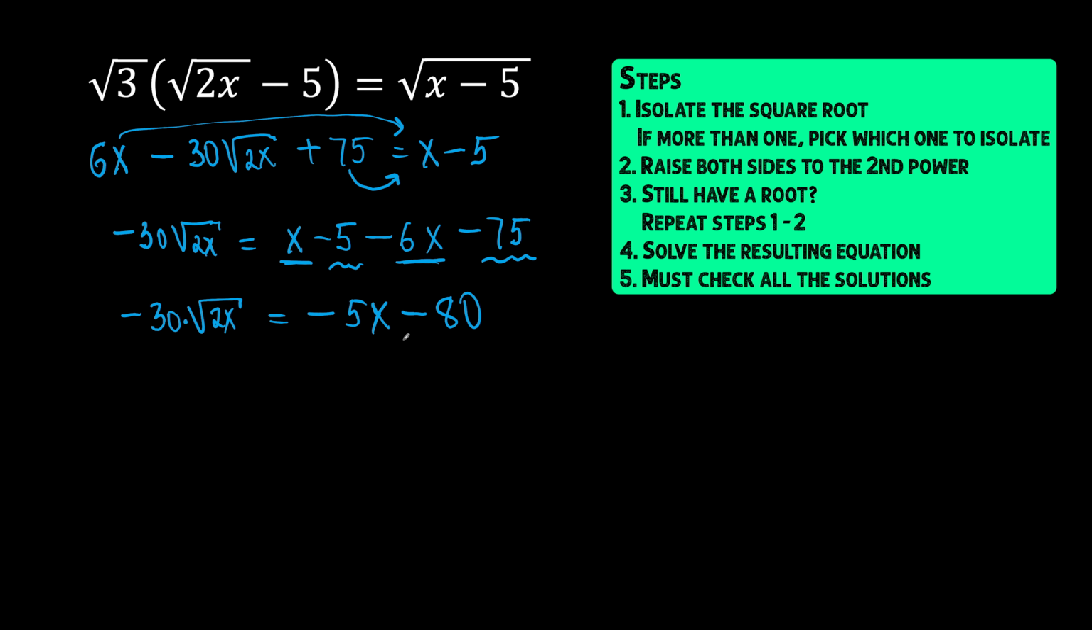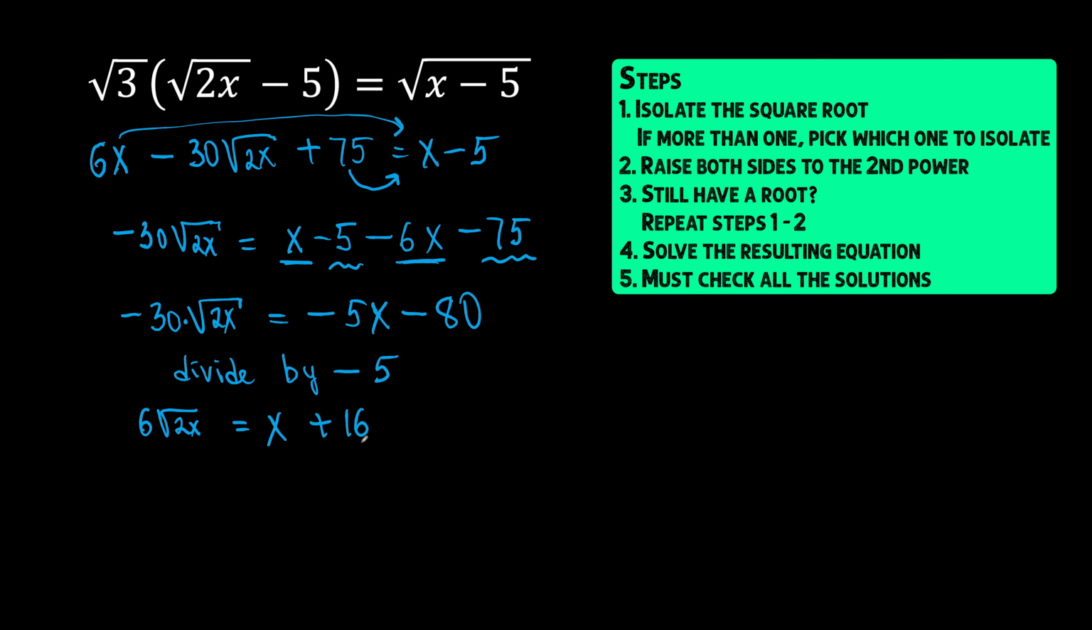Look, we have 3 negatives here. Let's get rid of the negatives. Now look, I can see that 30 is divisible by 5 and 80 is divisible by 5. Let's divide both sides by negative 5. We will get rid of all these negatives and we will get the numbers smaller. Negative 30 divided by negative 5 is positive 6. Square root of 2x is equal to negative 5 divided by negative 5 is positive 1, so we will have x. Negative 80 divided by negative 5 is plus 16.